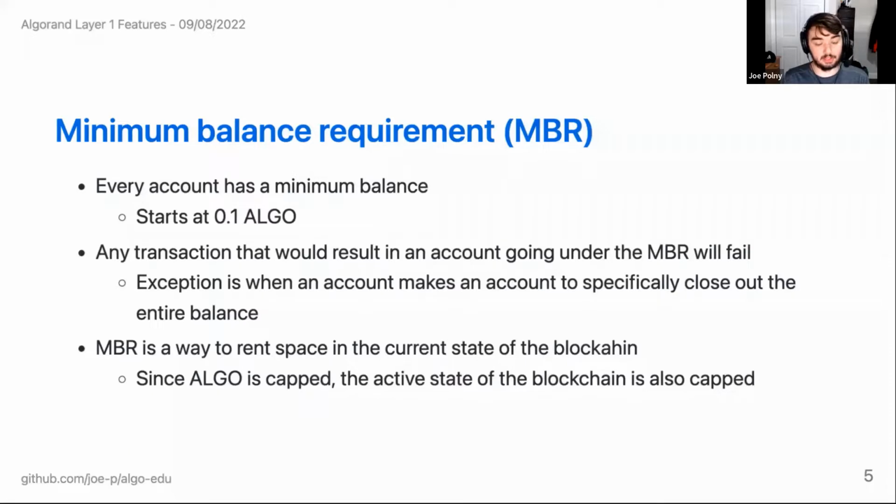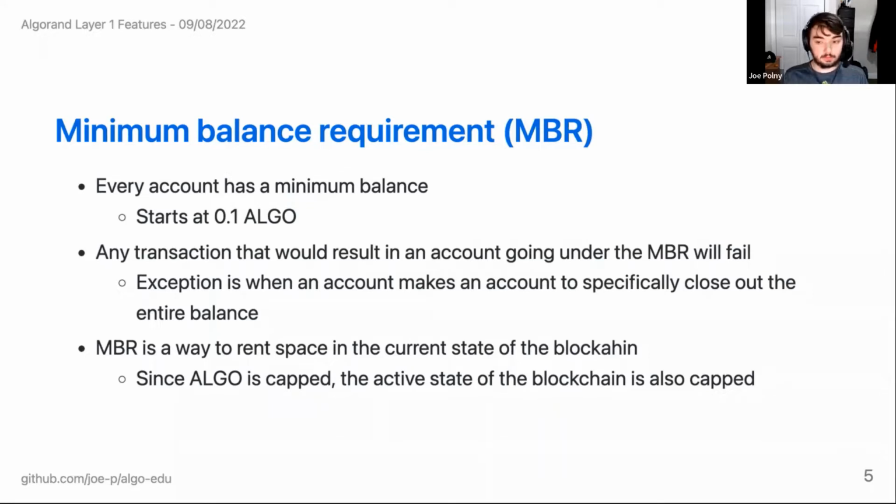Then one other thing worth mentioning, this isn't so much a feature as a quality of how you interact with the blockchain, is that every account has what's called a minimum balance requirement. This is the minimum balance the account needs to hold in order to continue participating on the chain. By default, you need 0.1 algo to be considered a valid account. Any transaction that results in you going below that amount will fail. So let's say you have 1 algo and you try to send someone 1 algo, that transaction will fail because it puts you below the 0.1 algo.